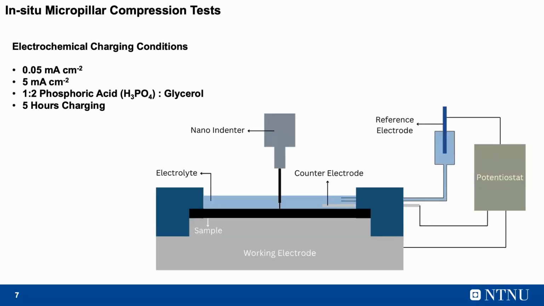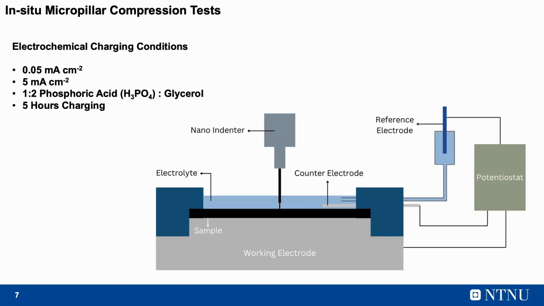For the micropillar compression test, we applied an in situ test, and for this we have two different charging conditions. One of them is 0.05 milliamperes per square centimeter, and the second one is 5 milliamperes per square centimeter. We chose these two charging conditions to introduce the solid solution, to see the solid solution effect. Secondly, we wanted to form hydrides within those micropillars and understand the effect of hydride formation during the prismatic slip. In both of these conditions, we charged the micropillars for 5 hours.